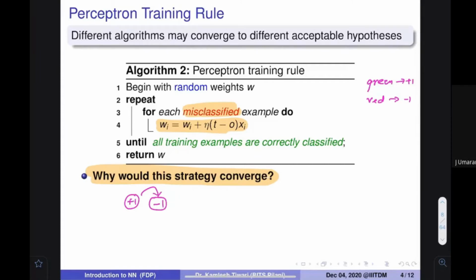Okay, let me draw it this way. The item could be positive, and your system is predicting. I'm writing y hat, which means the prediction. Positive item, prediction is positive. For a positive item, the prediction could be negative. For a negative item, the prediction could be negative. And for a negative item, the prediction could be positive. These are the four cases that are possible.